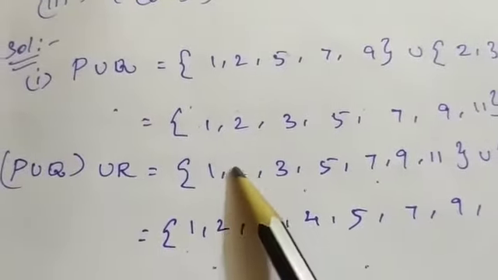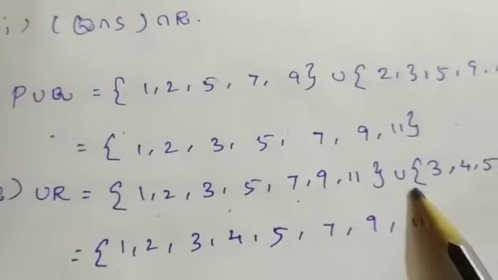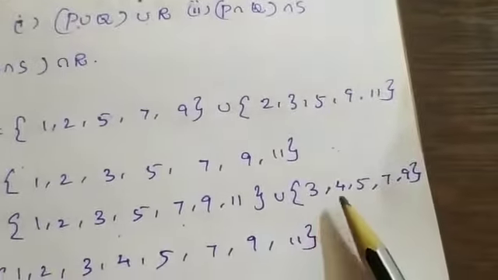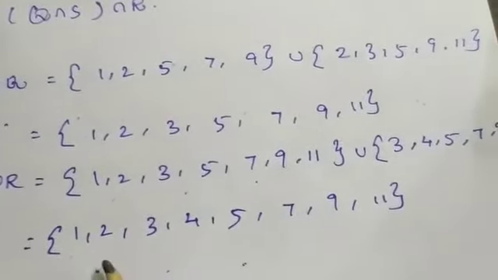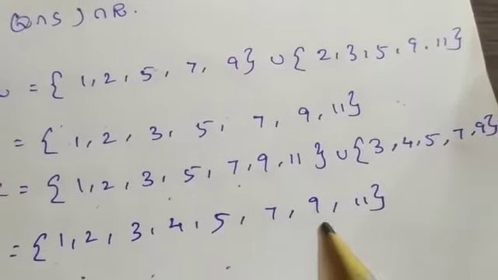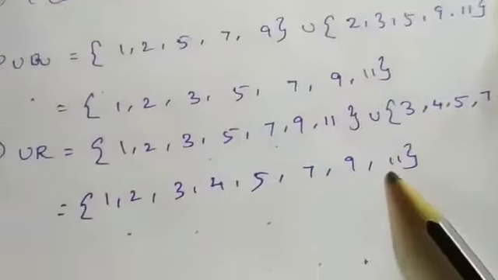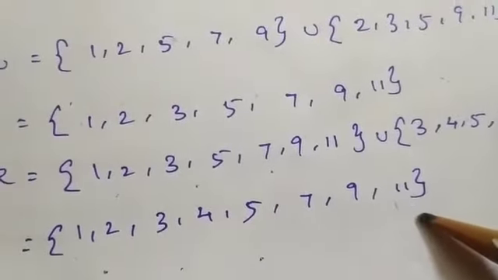So already here P union Q values are here, union R values 3, 4, 5, 7, 9. So in ascending order, the same way, 1, 2, 3, 4, 5, 7, 9, 11. So this is the first part solution.